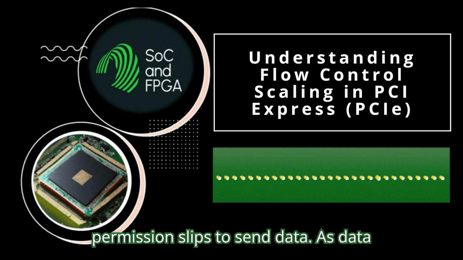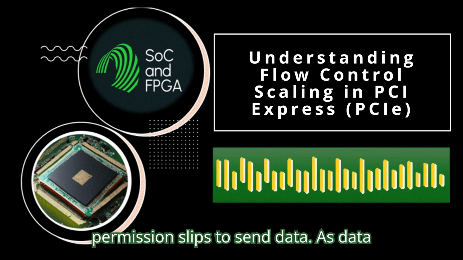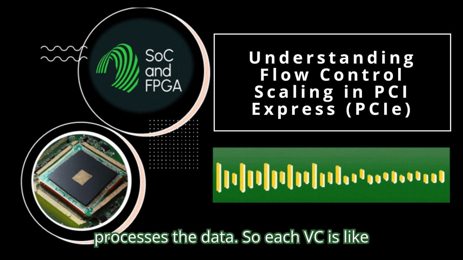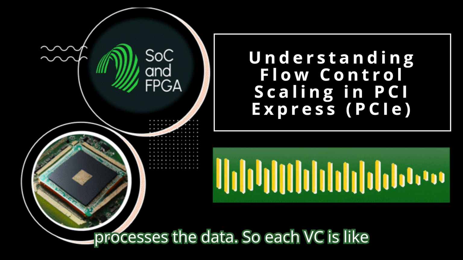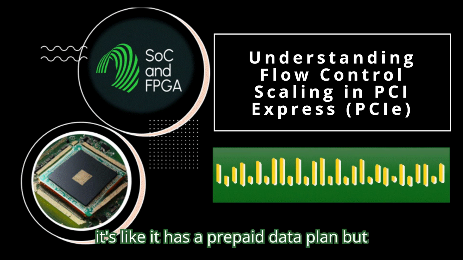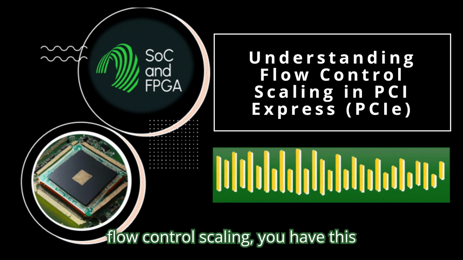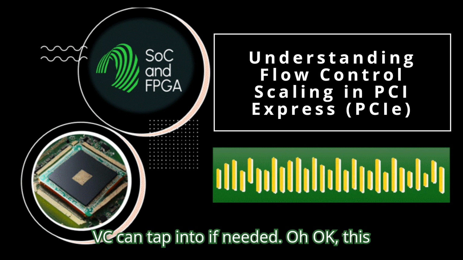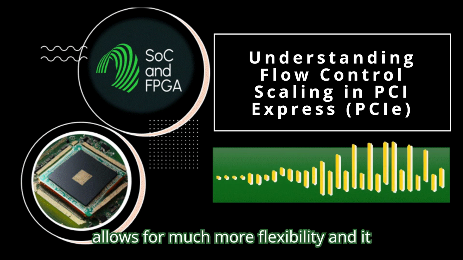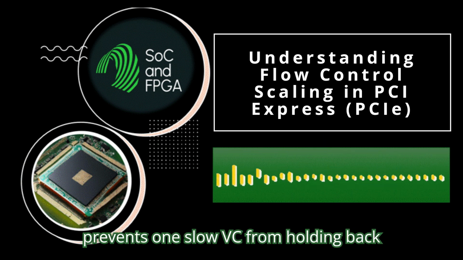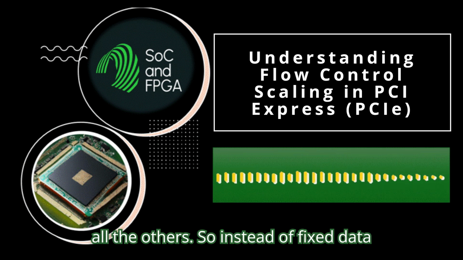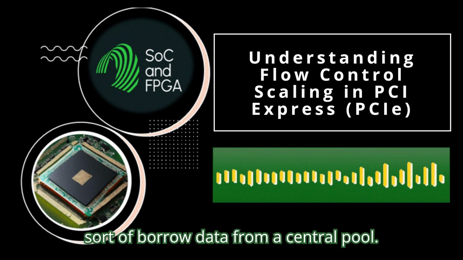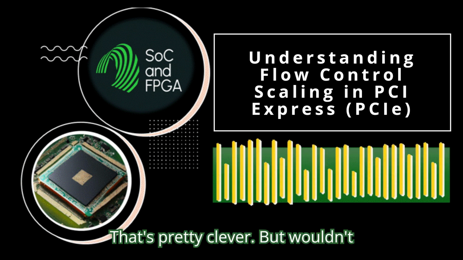Okay. And these credits are like permission slips to send data. As data packets are sent, credits are used up, and the receiver replenishes them as it processes the data. So each VC has a prepaid data plan, but with a limited balance. Right. But with flow control scaling, you have this central reserve of credits that any VC can tap into if needed. Oh, okay. This allows for much more flexibility, and it prevents one slow VC from holding back all the others. So instead of fixed data plans, we have this system where VCs can sort of borrow data from a central pool. That's pretty clever.